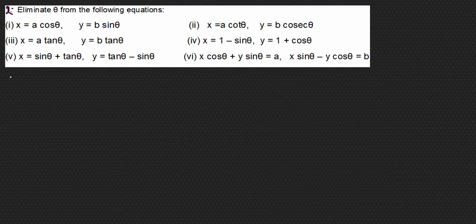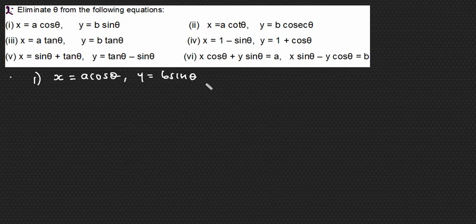This is question 2, trigonometry A level. Now here we are given parametric equations and we need to eliminate the theta. We form Cartesian equations. So we have the first one as x equal to a cos theta and y equal to b sin theta.